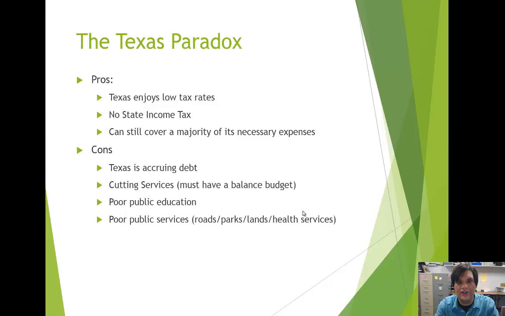We're ranked near the bottom in spending per public education. So Texas ranks pretty low on public education. And we also have poor public services. Because we're not able to spend a lot of money on roads, parks, lands, and health services, we generally rank pretty low on those sorts of things as well.